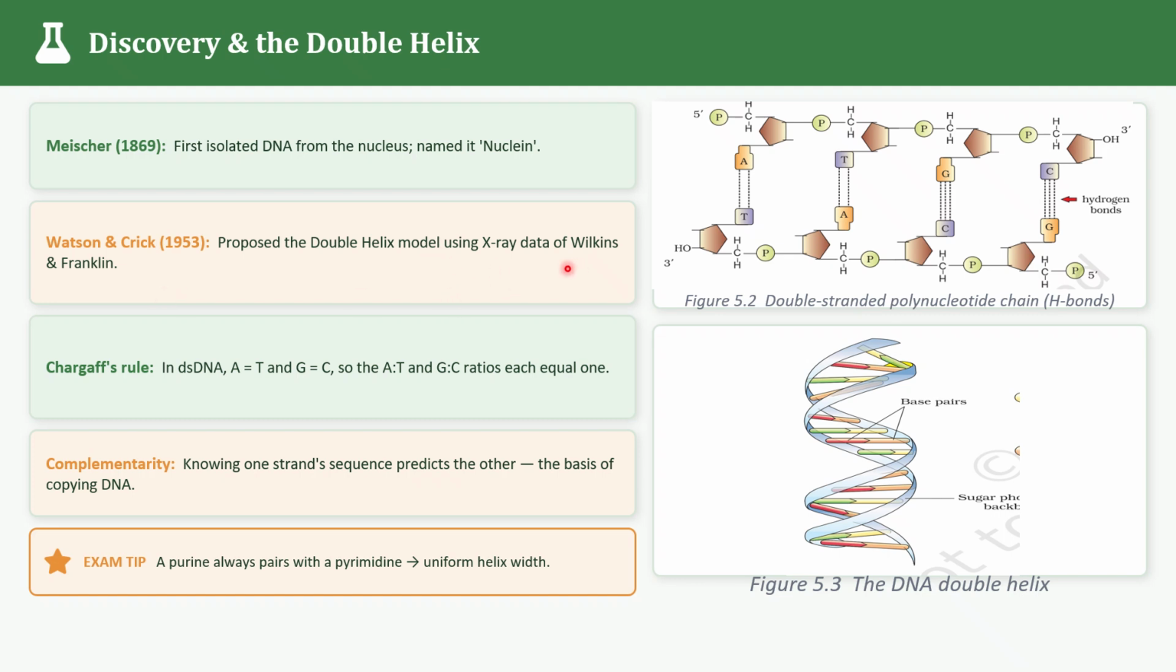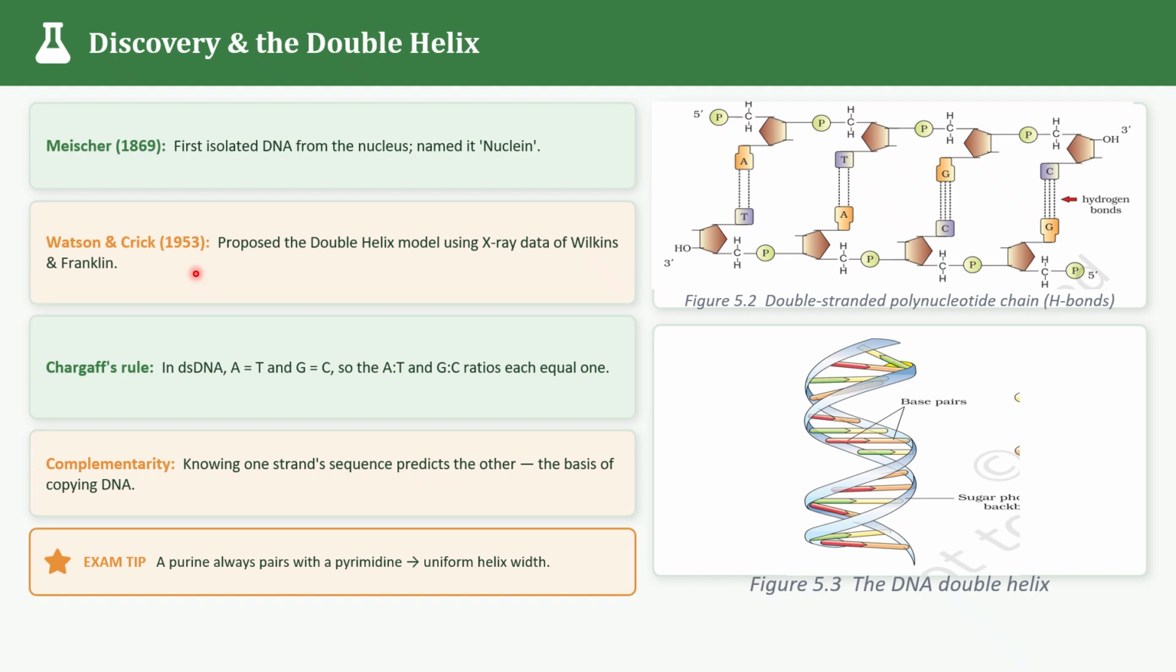And using this X-ray diffraction data, James Watson and Francis Crick proposed the famous double helix model in which year? In 1953. And this model explained not only the structure of the DNA but also how this hereditary information could be copied from one generation to the next generation.